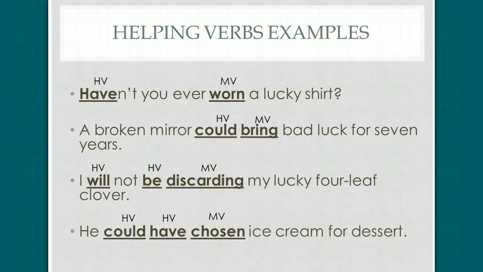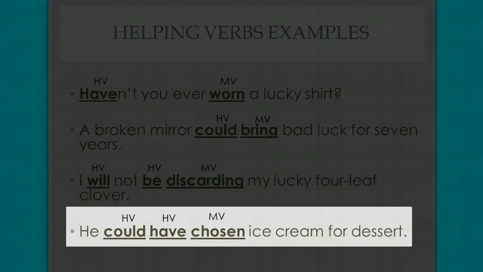The helping verbs will and be are assisting the main verb discarding in the third sentence. I will not be discarding my lucky 4-leaf clover. The helping verbs could and have help the main verb chosen in the final example sentence. He could have chosen ice cream for dessert.